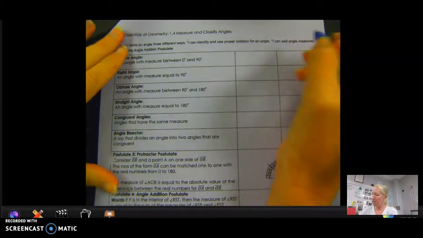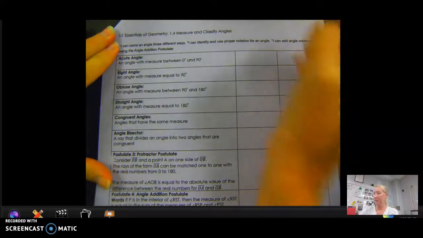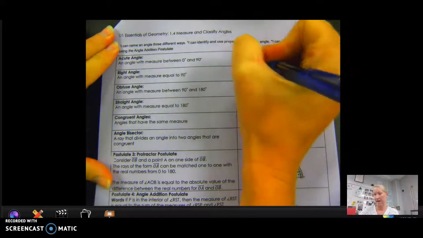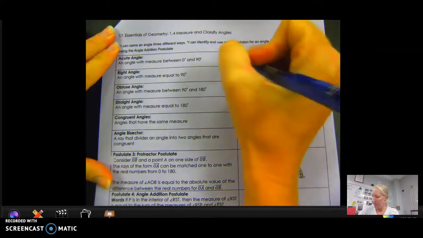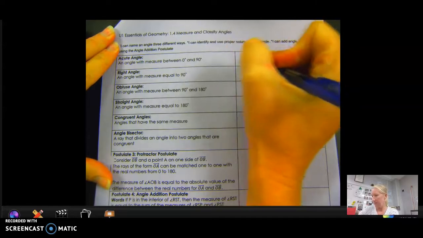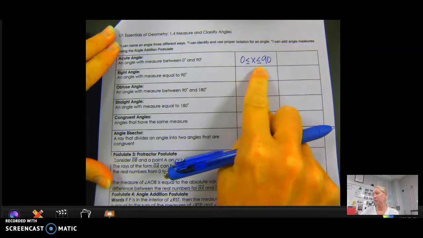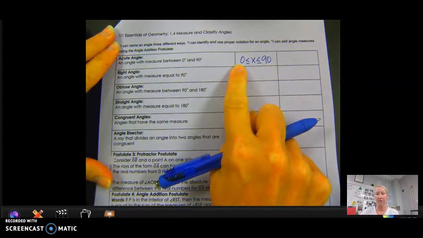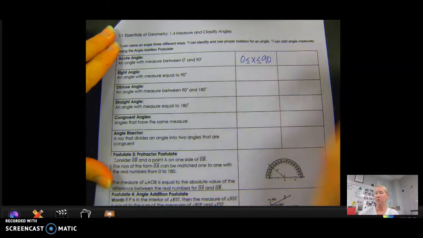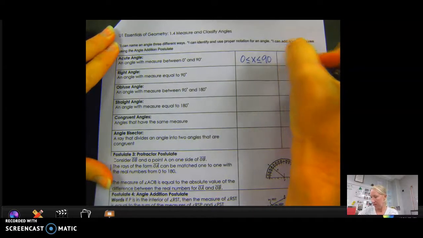So an acute angle measures between 0 and 90 degrees. If x is the angle, we would write this as an inequality: 0 is less than x, which is less than 90. It can't be 0 because then there's no angle, and it can't be 90 because then we call it a right angle. So it is an angle that looks similar to that.